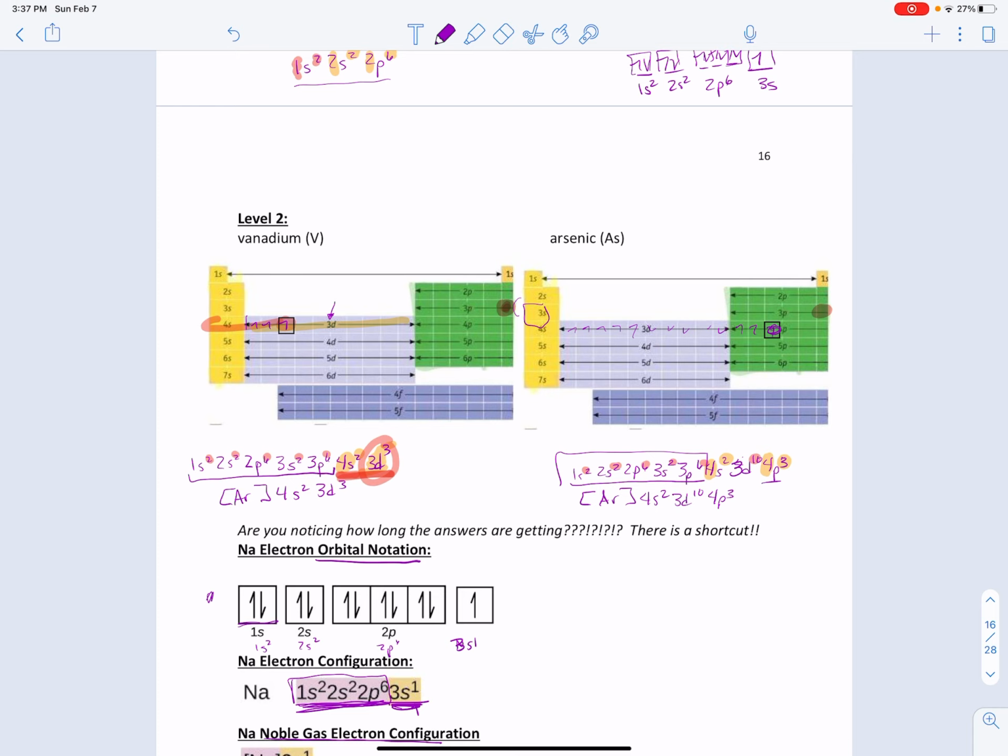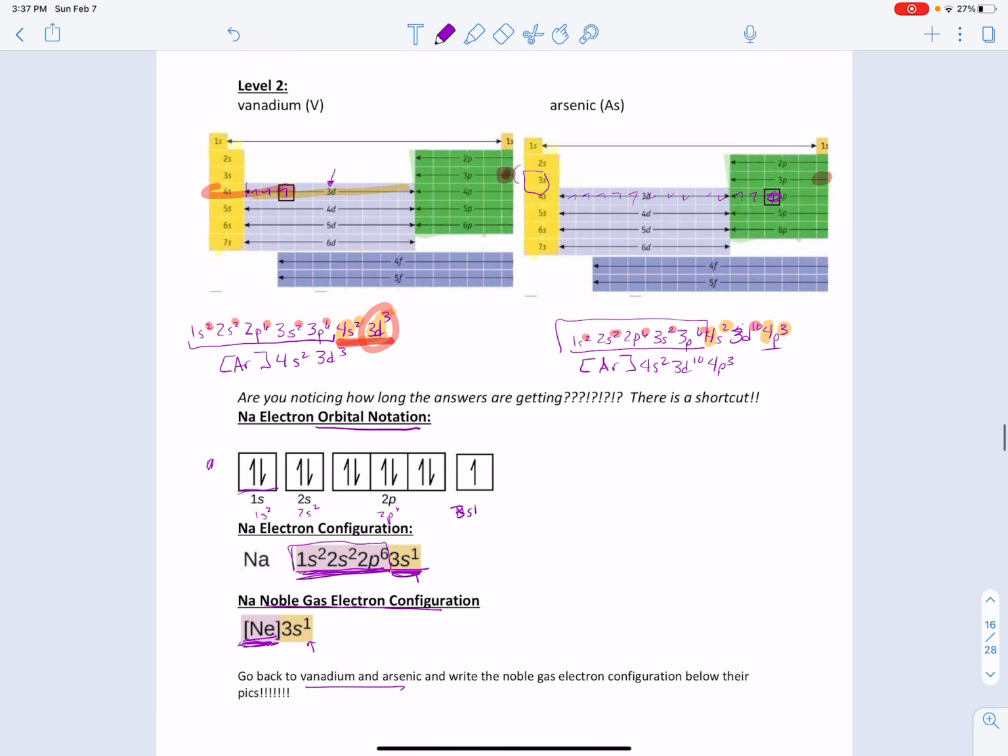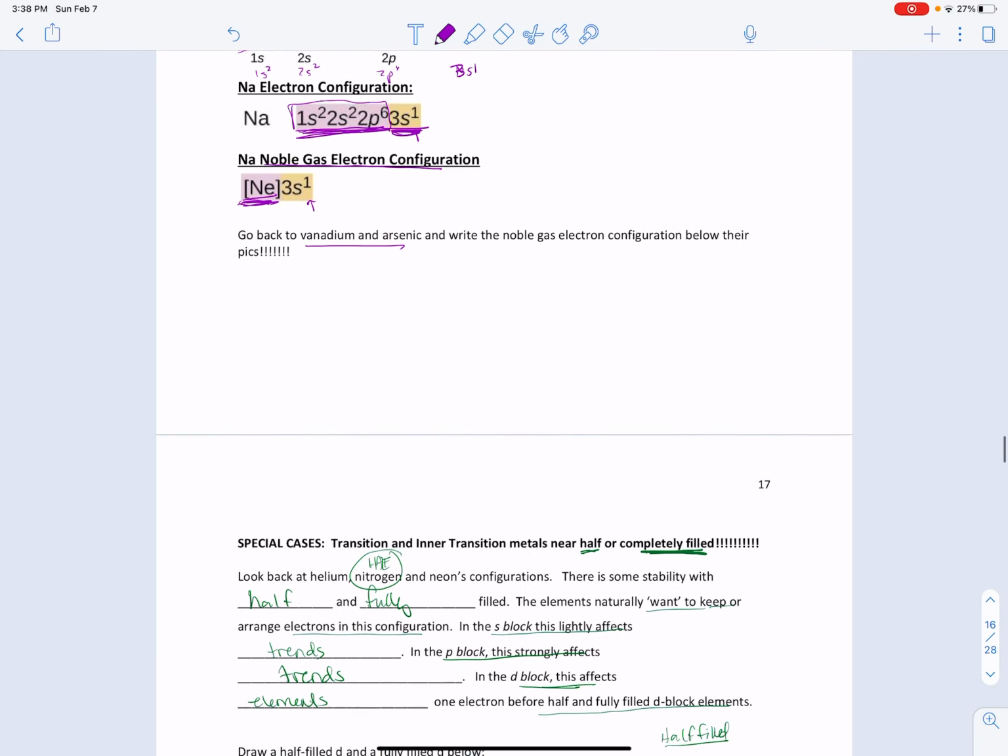So cobalt actually has 7 electrons. So it's going to be like this configuration, except that it's going to be d7. Let's see, 1, 2, 3, 4, 5, 6, 7. It's actually right here as cobalt. So it's argon 4s2 3d7.